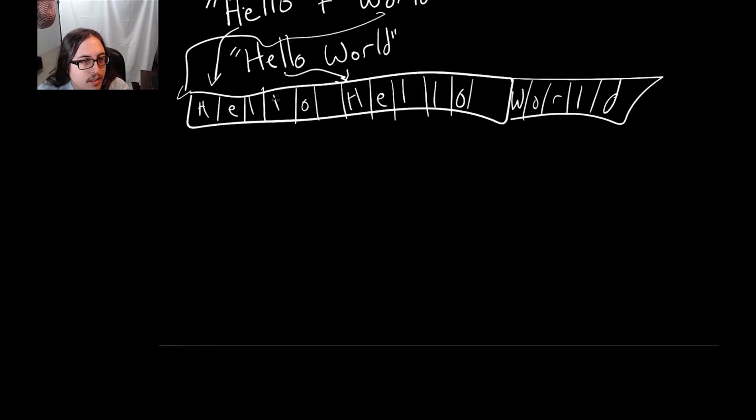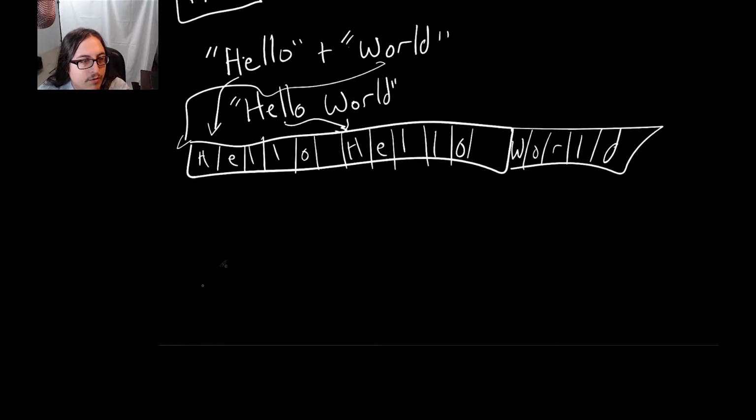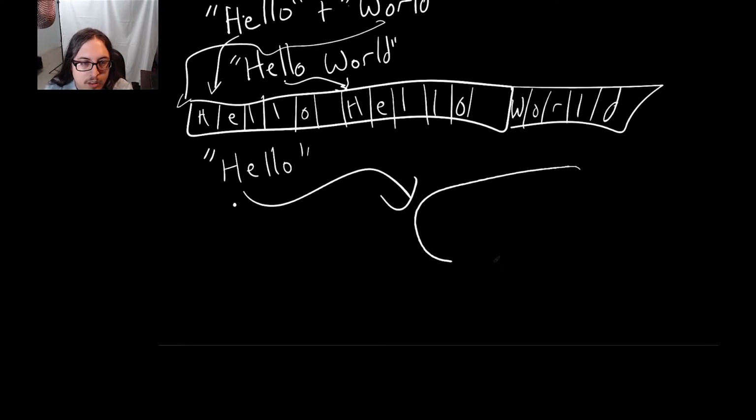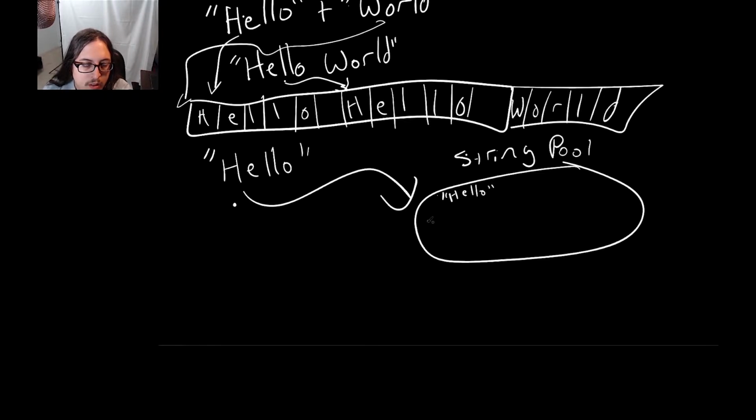And the reason it does that, the reason it keeps that reference around, is because whenever you use a string literal, whenever you do one of these, it's going into something called the string pool. So all these strings are just floating around in here.